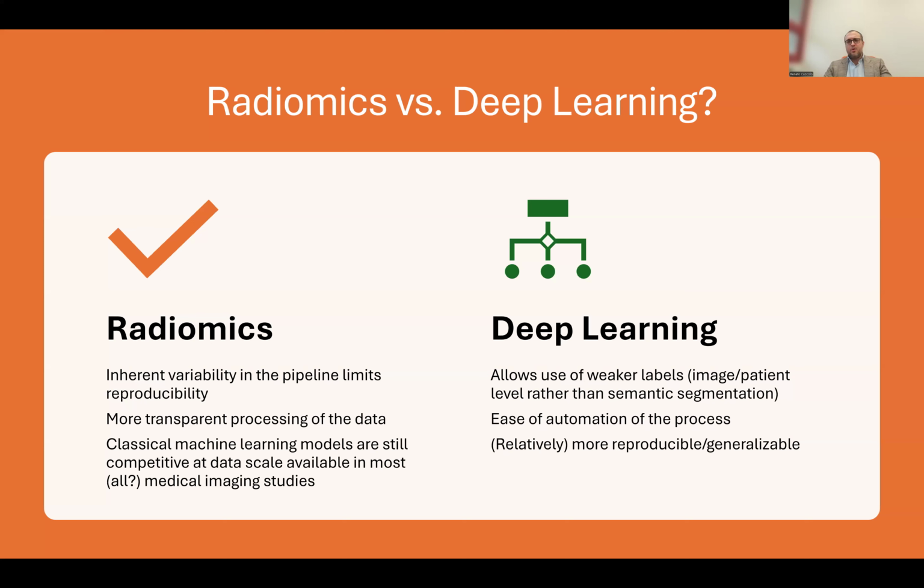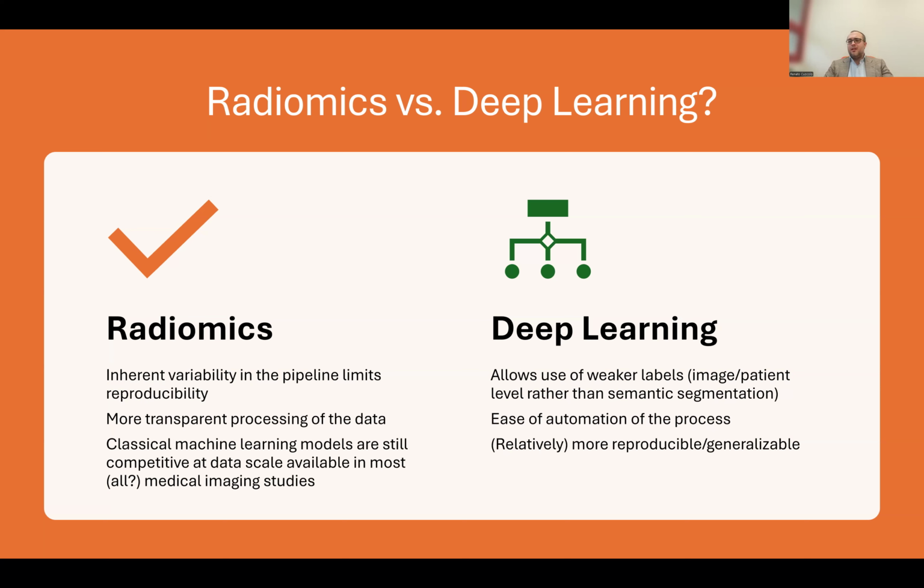And there are differences, however, between these two approaches, because radiomics is inherently more variable, because as we have seen, we have many, many options for each of the steps within the pipeline, but at the same time, the pipeline is more transparent because at each step we can check what's going on and we have results that we can verify. And classical machine learning models, which are traditionally paired with classical radiomics or handcrafted radiomics, as we will see, are still very good performers on the amount of data that is typically available in medical imaging.